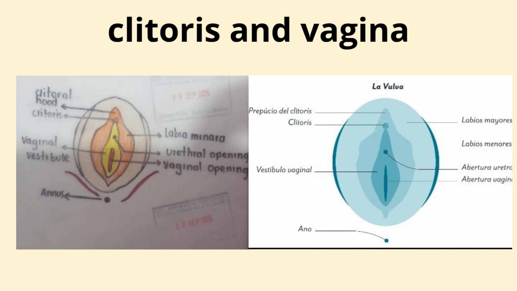Clitoris and vagina. In this second diagram, we focus on the clitoris and vagina. Here we can see again the clitoris protected by the clitoral hood. Below it, we find the urethral opening and the vaginal opening, both located inside the vaginal vestibule, which is the small space between the labia minora. At the lower part, we can also see the anus, part of the digestive system, but close to the reproductive area. This view helps us to understand how close and connected these structures are.